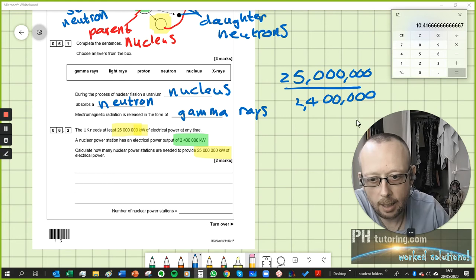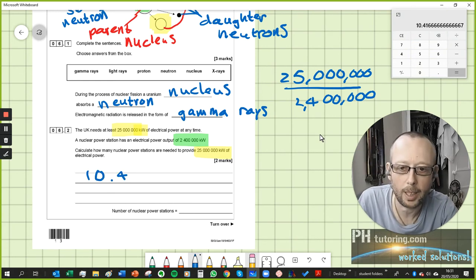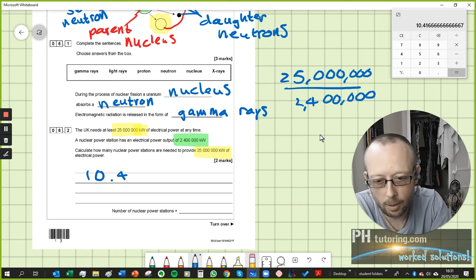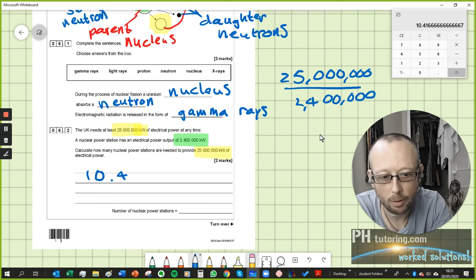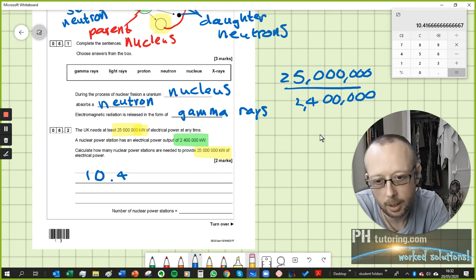It's asking us how many power stations. Now you can't say that you would need 10.4 power stations, can you? Because you can't have 0.4 of a power station. The mistake some people might fall into is rounding it down, because the closest number to 10.4 is 10, but 10 power stations wouldn't provide enough energy, would it? Because we would need 10.4. So you actually round it up in this case. It's a bit confusing. So the correct number is 11 power stations.